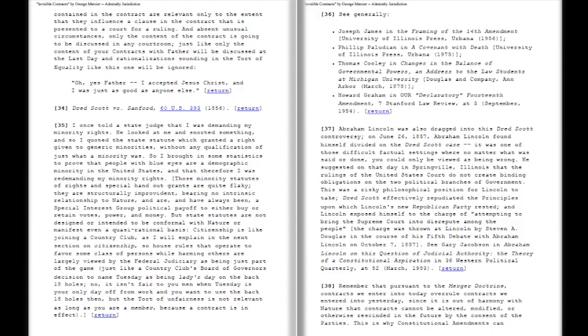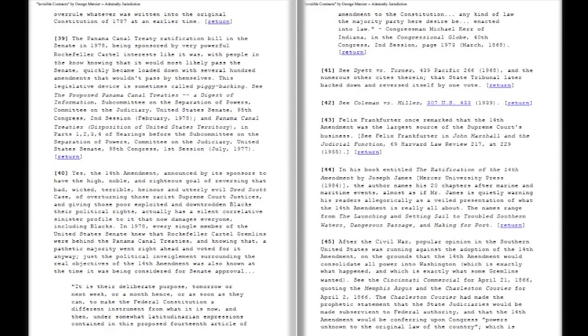Return. 38 Remember that pursuant to the merger doctrine, contracts we enter into today overrule contracts we entered into yesterday, since it is out of harmony with nature that contracts cannot be altered, modified, or otherwise rescinded in the future by the consent of the parties. This is why constitutional amendments can overrule whatever was written into the original Constitution of 1787 at an earlier time.